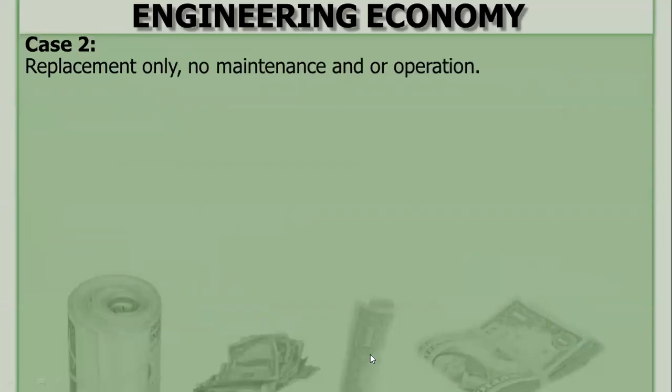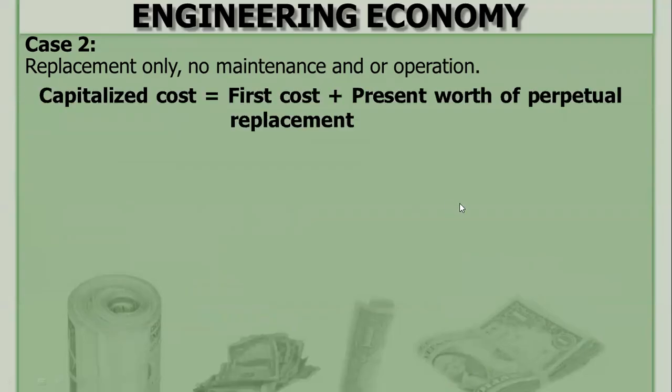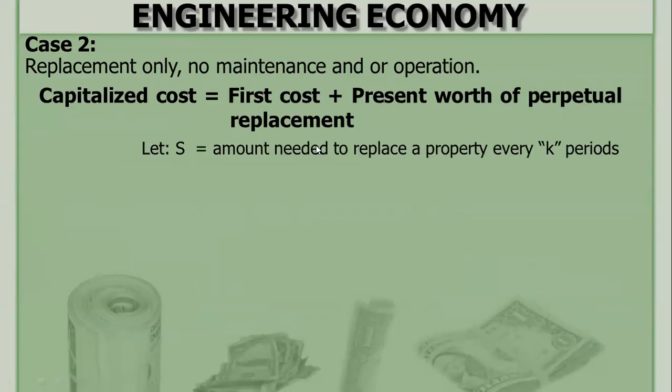Case 2 is replacement only, no maintenance and or operation. So only replacement. So capitalized cost is equal to first cost plus present worth of perpetual replacement. Now, the perpetual replacement is not every period. It is every K periods. Not every period, every K periods.